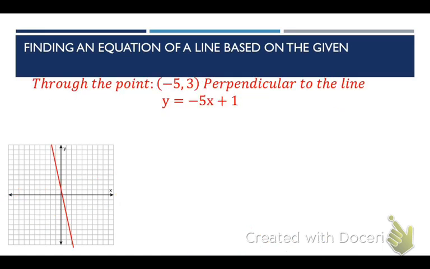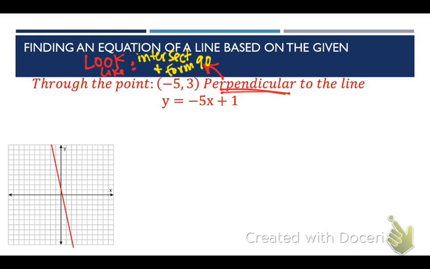The last graphing problem we do is through the point -5, 3, and perpendicular to the line y equals -5x plus 1. What do perpendicular lines look like? I'm not asking about their reciprocal or their slope, but what do they look like? What's their definition? They intersect and form 90. Good. So that's our goal. Our two lines should intersect and form 90.